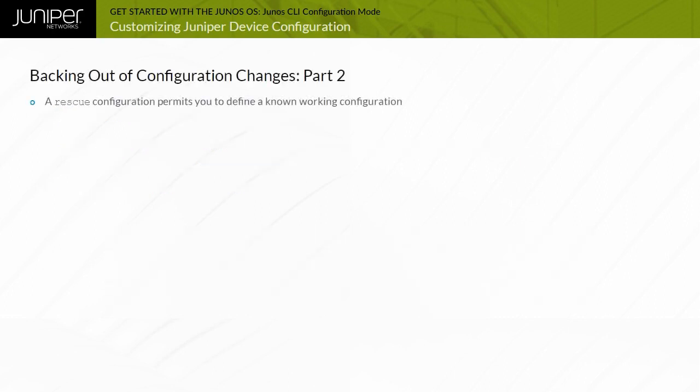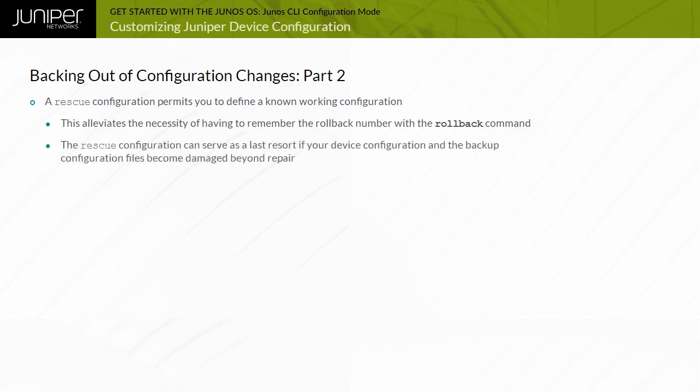A rescue configuration permits you to define a known working configuration or a configuration with a known state for recovery, if necessary. This alleviates the necessity of having to remember the rollback number with the rollback command. The rescue configuration rolls back the device to a known configuration, or can serve as a last resort if your device configuration and the backup configuration files become damaged beyond repair.